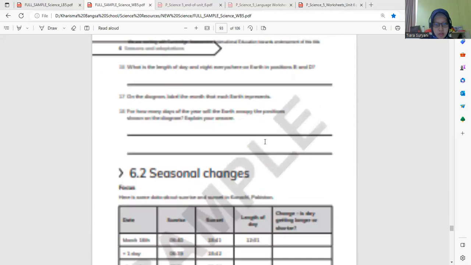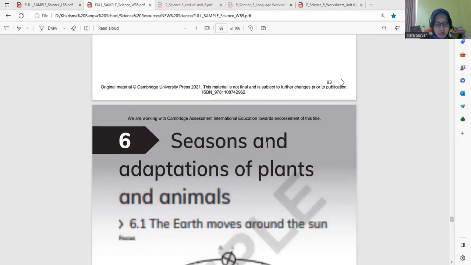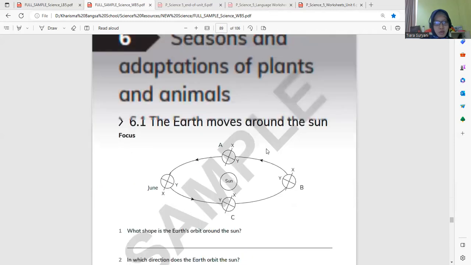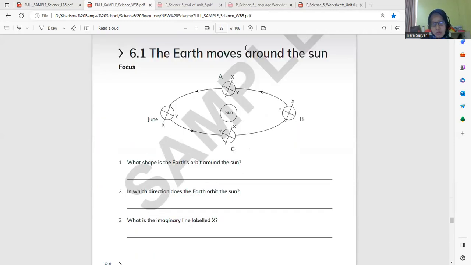Okay, everyone. So I already shared the slides about unit 6, and by using this video, I'm gonna re-explain how to answer the questions in the workbook and also the questions in the practice paper. First, let me share the screen. So the workbook, please study from the first page of unit 6, which is about the earth moves around the sun. Let me make it bigger.